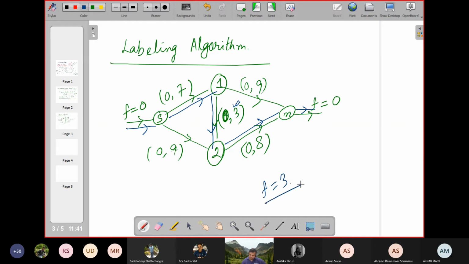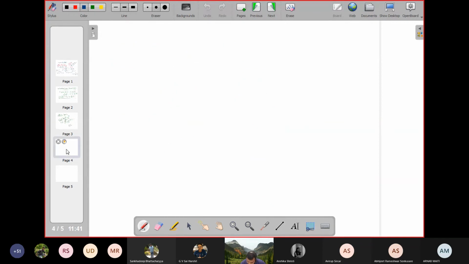So the moment we add 3 units of flow through this path, we have to update the labels, because now some flow will be there along some arcs, and the remaining capacity will have to be adjusted accordingly. So what will be the updated network? Now I have added F equal to 3.